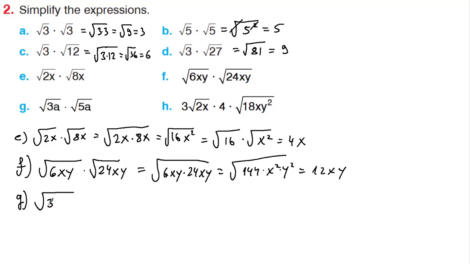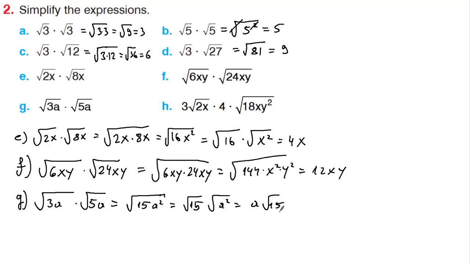Alright, let's continue. Under G, we get 3a times square root of 5a. That makes it square root of 15a squared. As you can see, 15 is not a square number, but a squared is a square, so square root of a squared is a. It's just a root of 15.